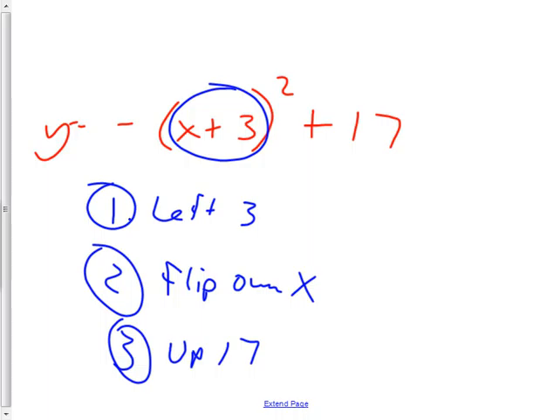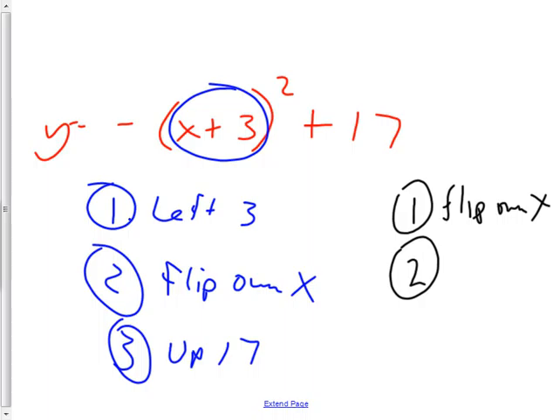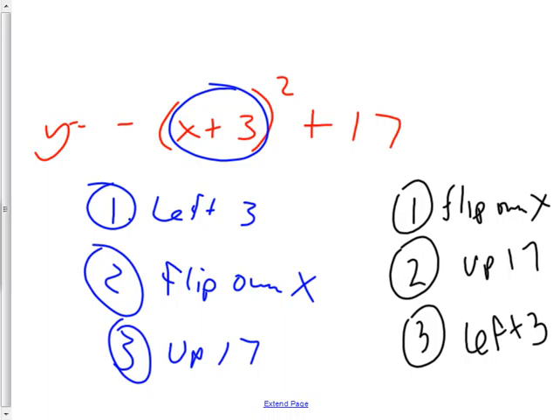You could start on the outside. Starting on the outside, again, you do it in normal order. You would do that first, which would be the flip over x. Second thing you could do is this, which is up 17, and then the last thing you could do, if you're going to start on the outside and then go to the inside, the last thing you do is the inside, which would be left 3. Any questions about those? That's doing things in the right order.